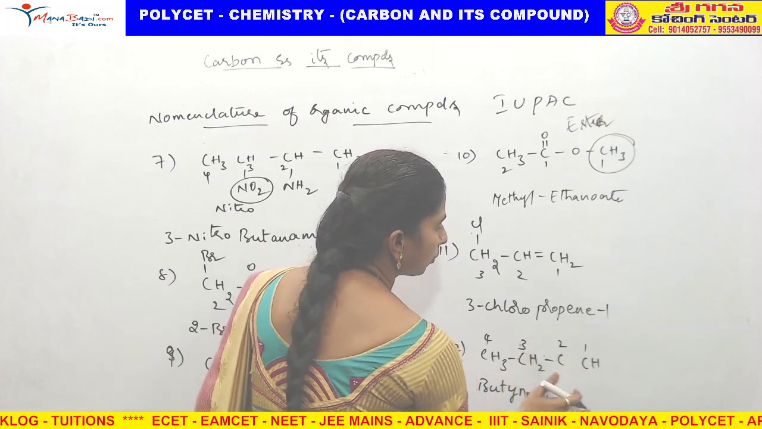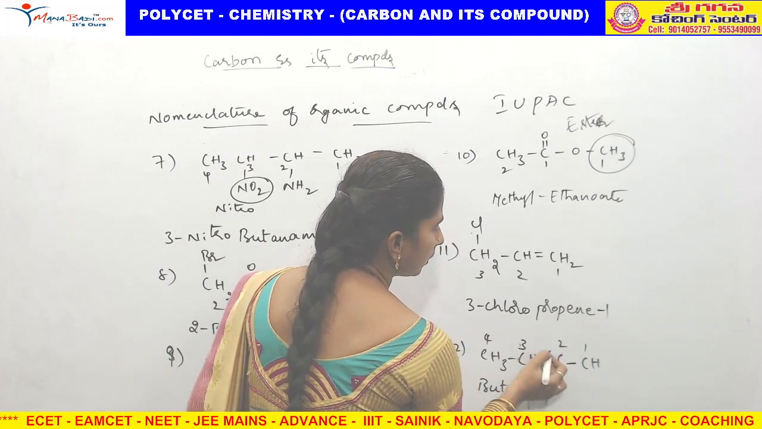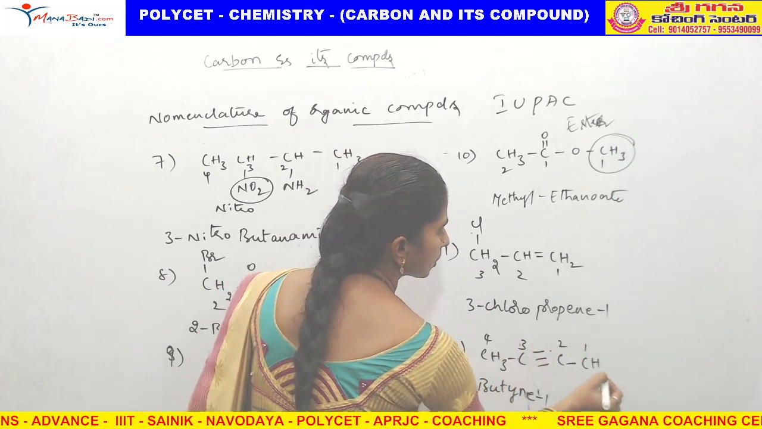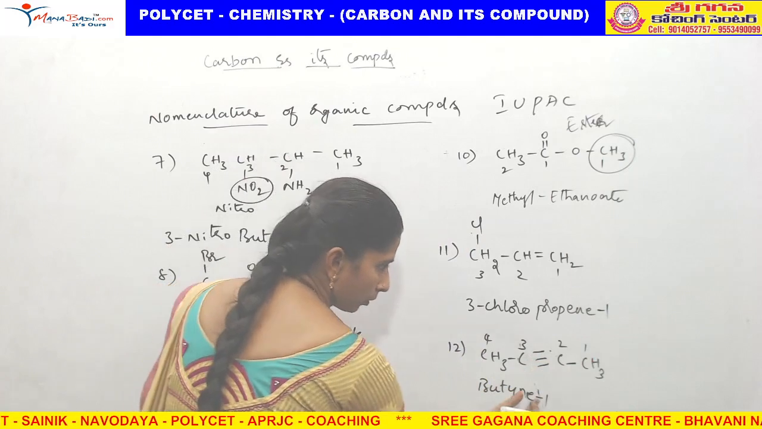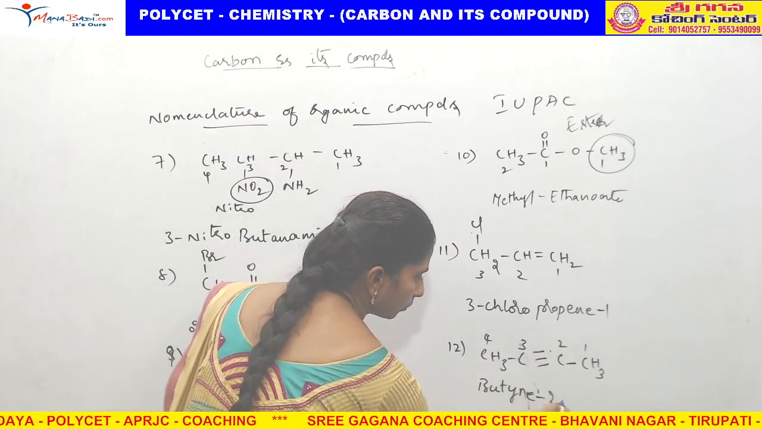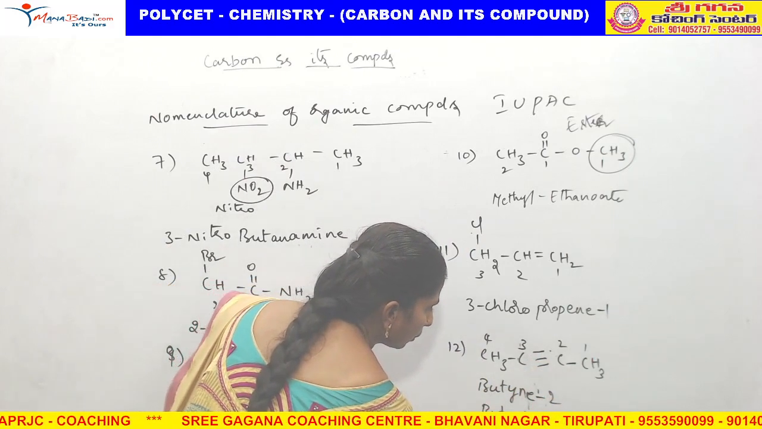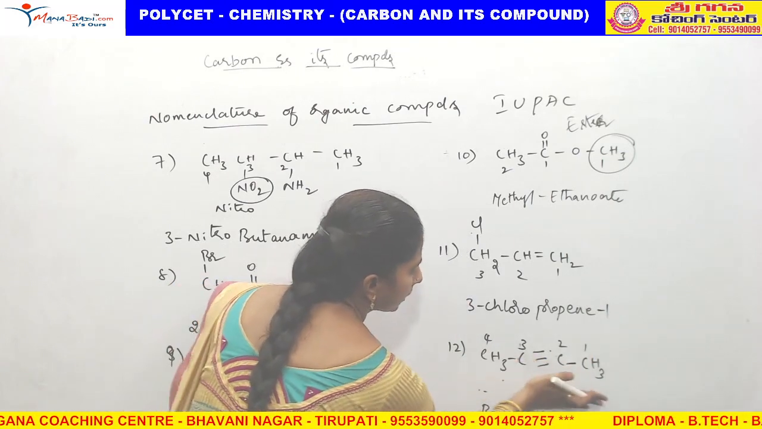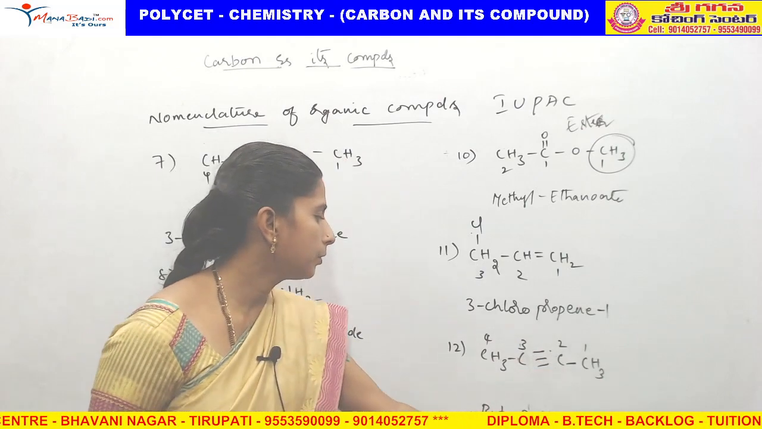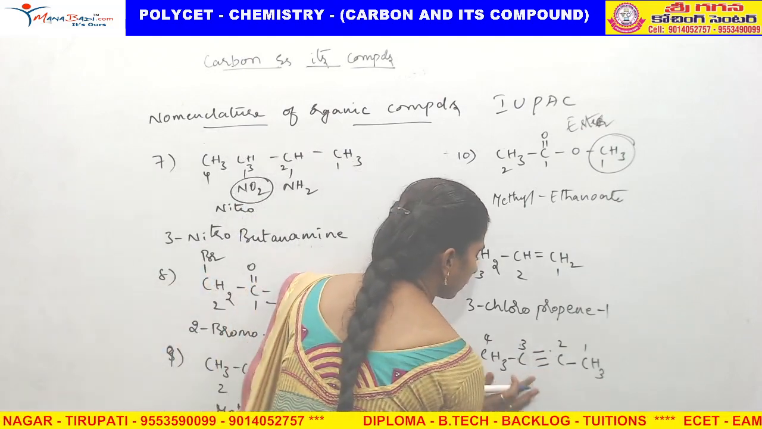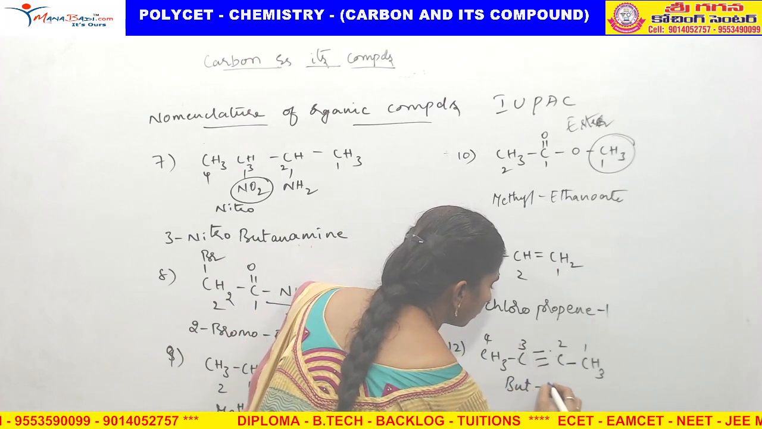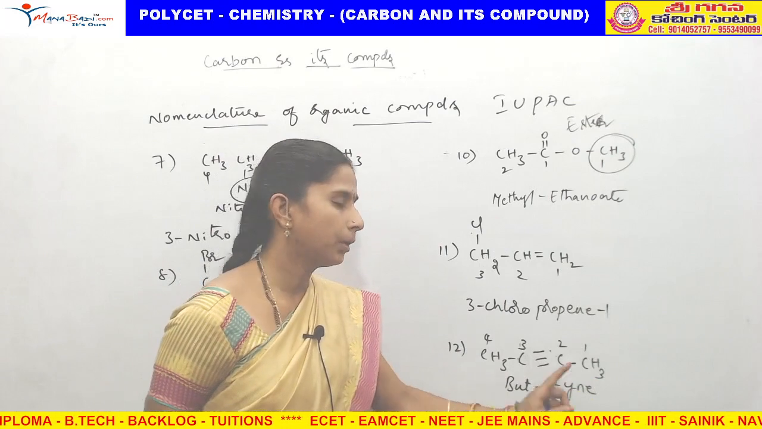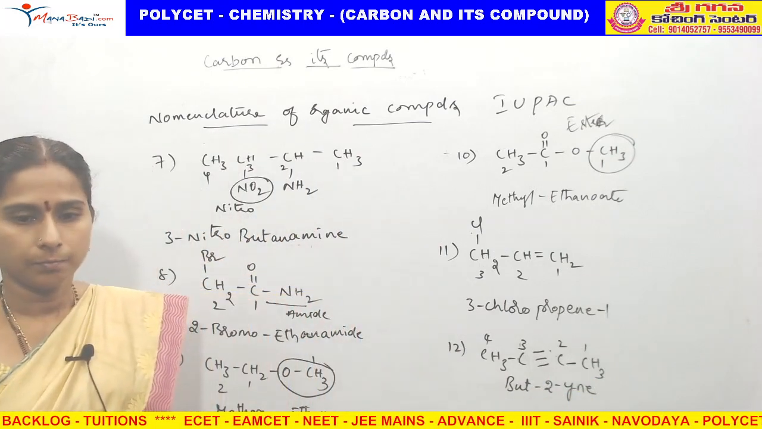If this triple bond is in the second position, what do you call it? Butane 2. But-2-yne. But-2-yne. That is the exact name because at the second position the triple bond is there. So that is the name.